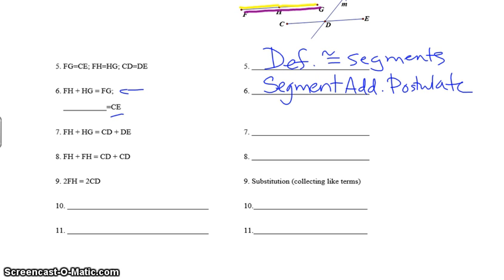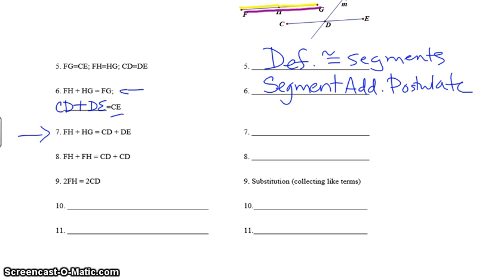They've told you the CE part. So what two pieces go together to make CE? And it's CD plus DE. So then I move on to step 7. What happened here? What do I already have in previous steps that would cause me to say this?